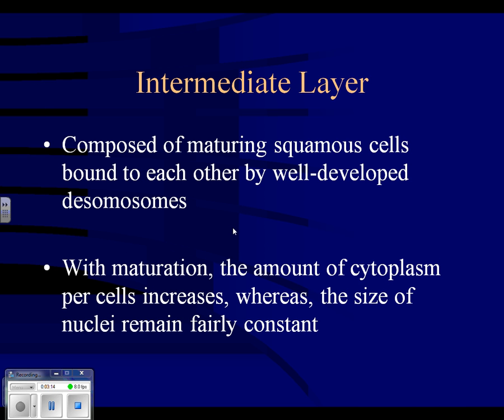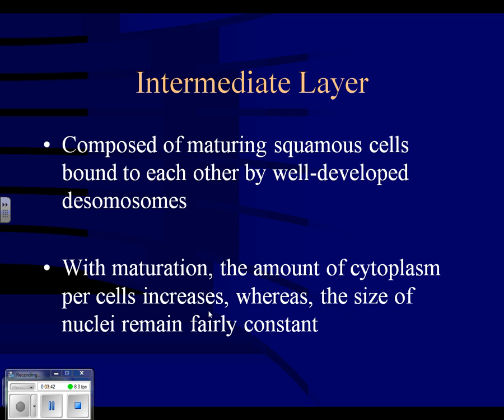The intermediate layer, again, is composed of maturing squamous cells that are bound to each other by well-developed desmosomes. These are little spinous processes that you can see. Often, especially if there's edema or any kind of reactive change, you'll see the spiny processes stick out really well, and those are called desmosomes. That O shouldn't be there on the slide, it says desomosomes, but anyway.